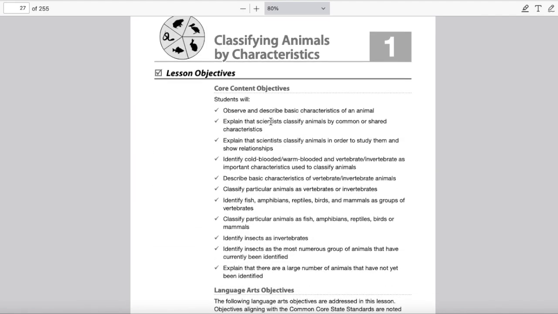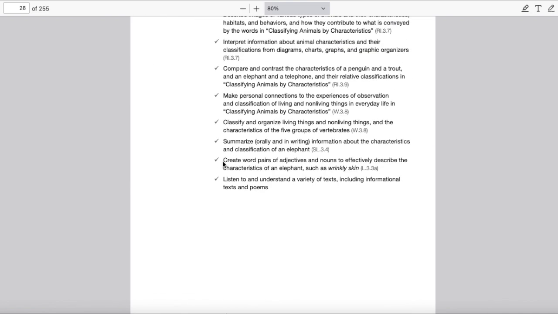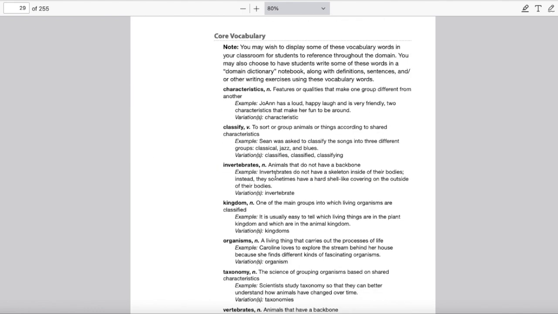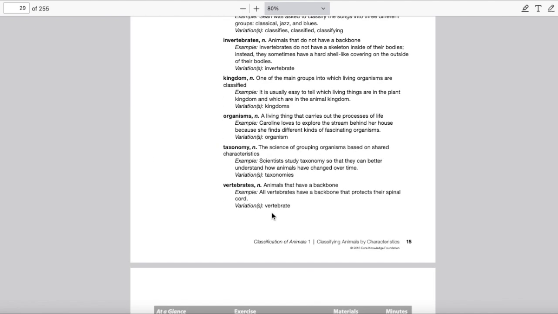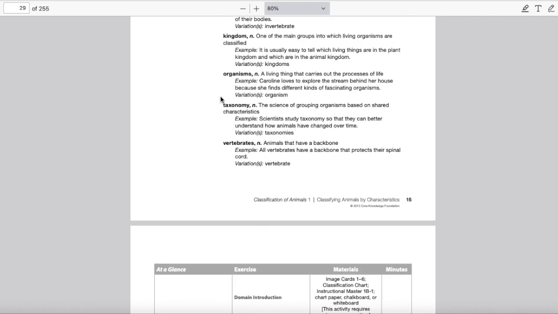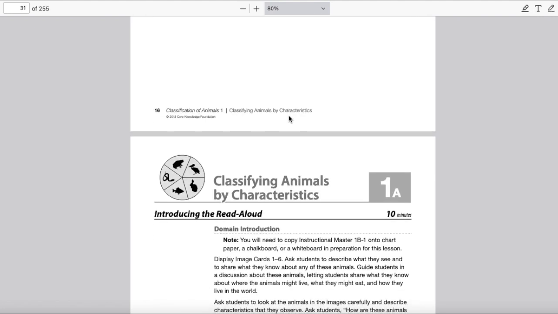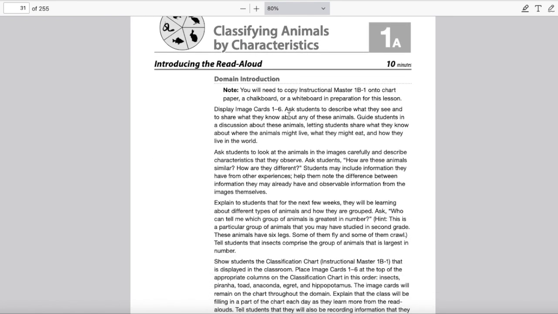So here we are, page 27, classifying animals by characteristics. So you're on your first lesson of this unit. It's going to give you some objectives, language arts objectives. You're going to see the vocabulary right up front that you're going to naturally be covering in what you're reading. It's going to give you an overview of this lesson. So we are at 1A.